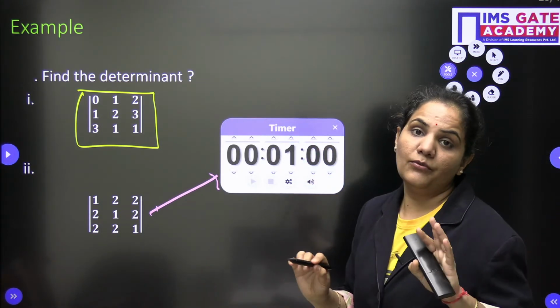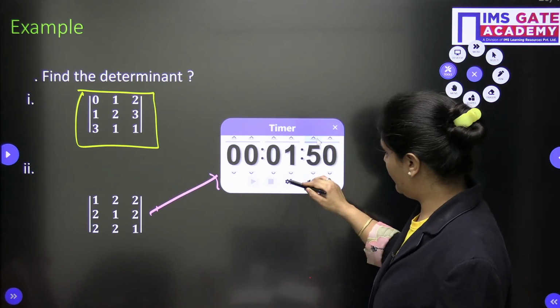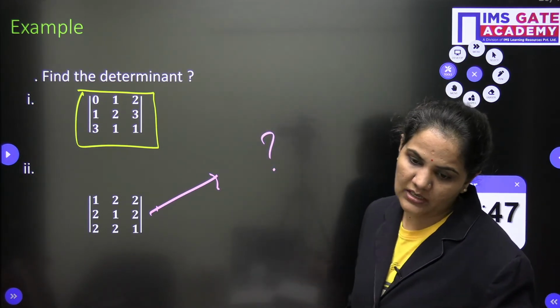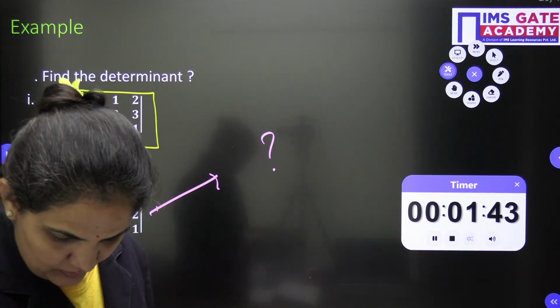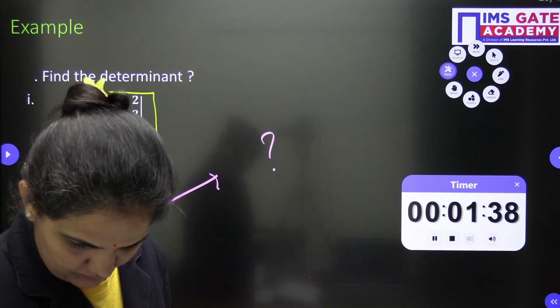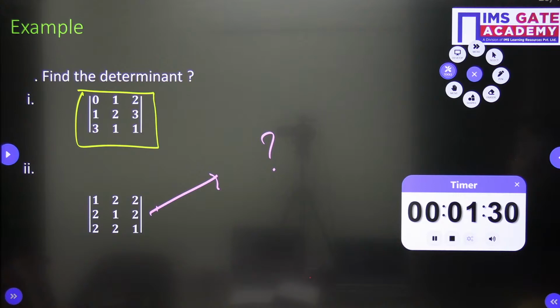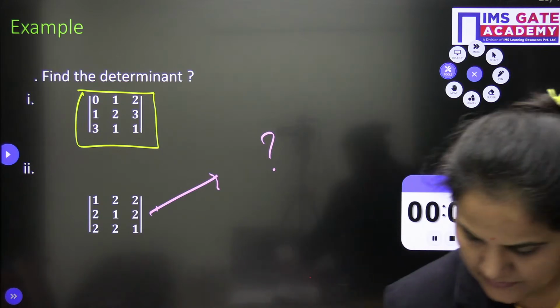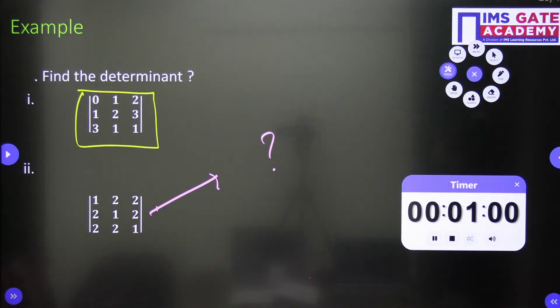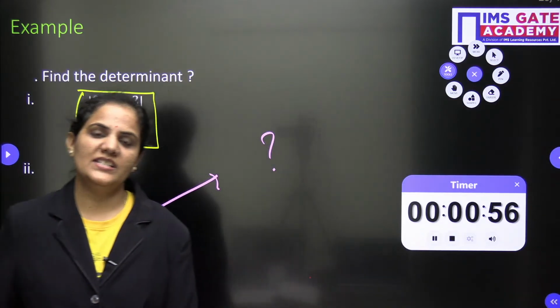I am giving you 1.5 minutes, which is more than enough. Okay, 1 minute and 50 seconds. This is more than enough for solving this question. What is the determinant of this one? Yes, dear students, tell me what is the determinant of this one.